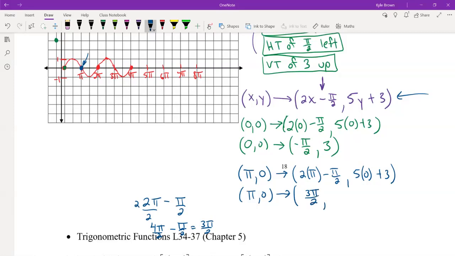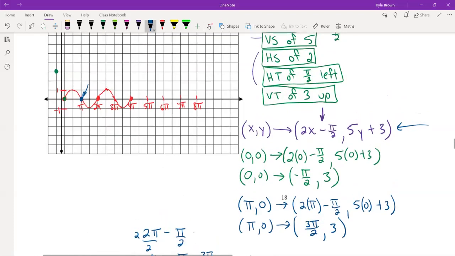And then my y value is 3, right? 5 times 0 is 0, plus 3 is 3. So there's my new point, right? So pi, comma, 0 turns into 3 pi over 2, comma, 3. Let's see if that makes sense, because it should kind of make sense. So 3 pi over 2 is not quite at 2 pi, right? It's right in the middle again.